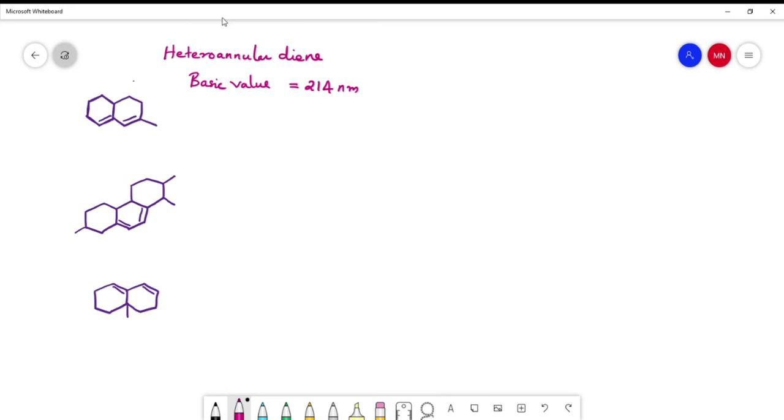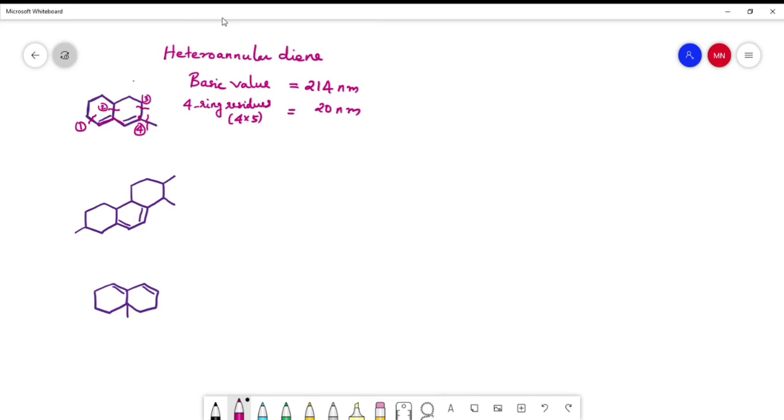Now we will be looking into the ring residues. If you are counting from here to here, our diene component is there, right? So here you have ring residue 1, and going from here to here you have ring residue 2, and here there is 3, 4. So you have 1, 2, 3, 4. You have to write 4 ring residues, each of which contributes 5 nanometer. So 4 into 5 equals 20 nanometer.